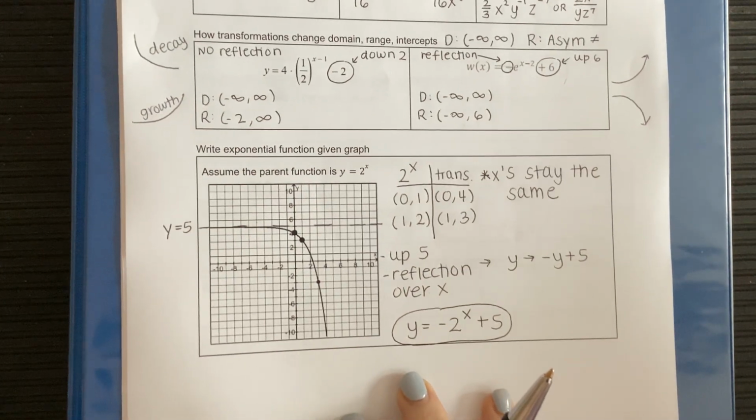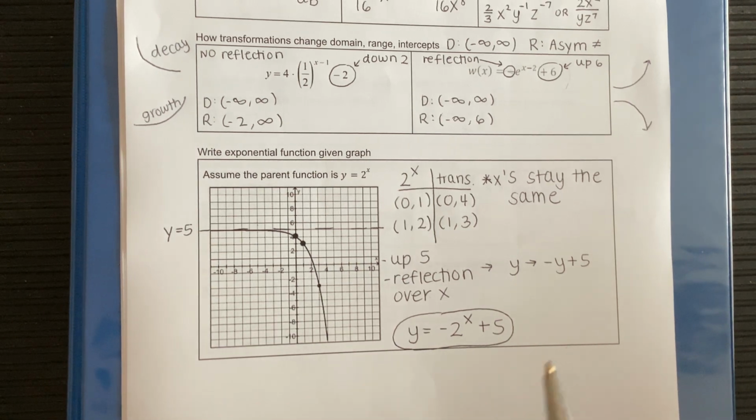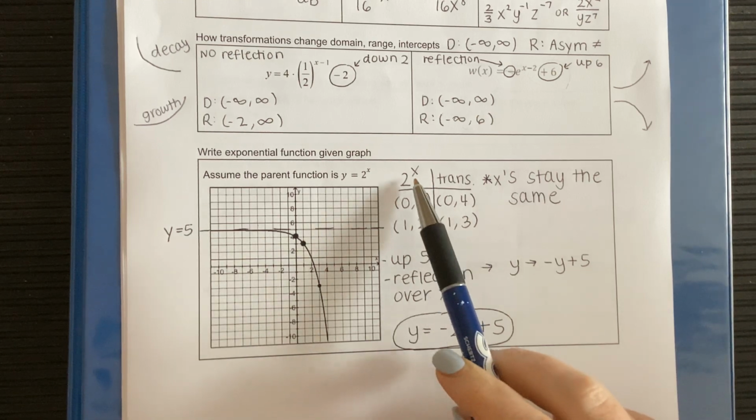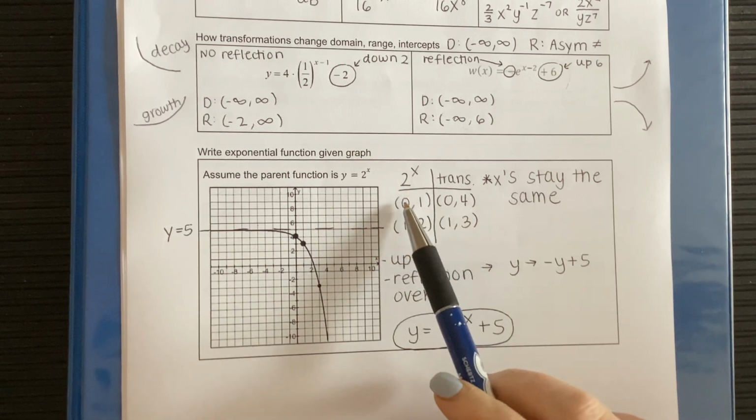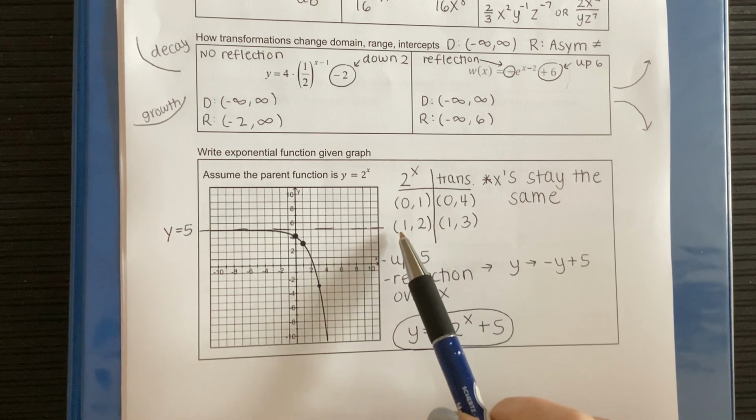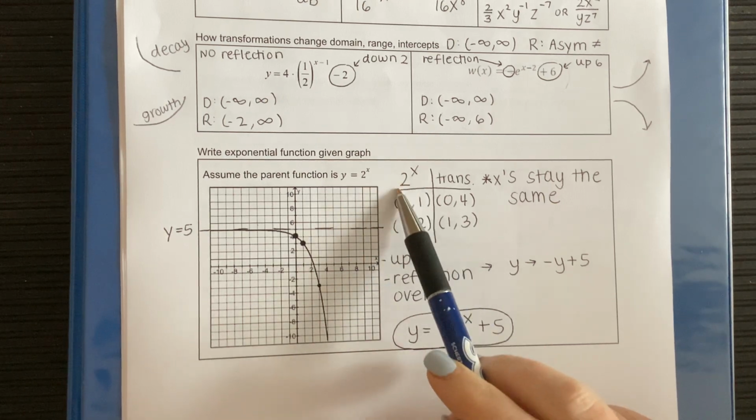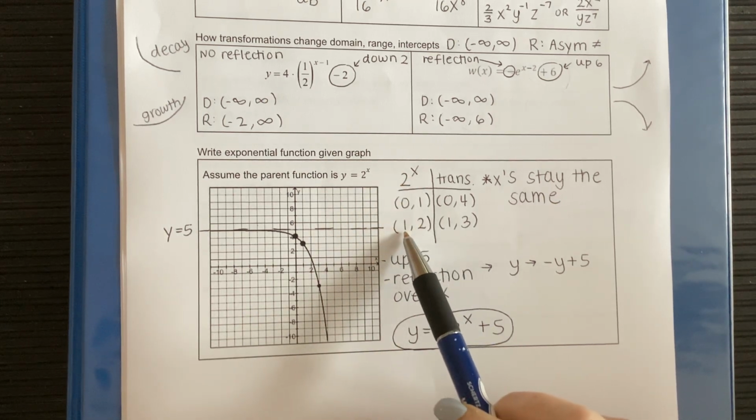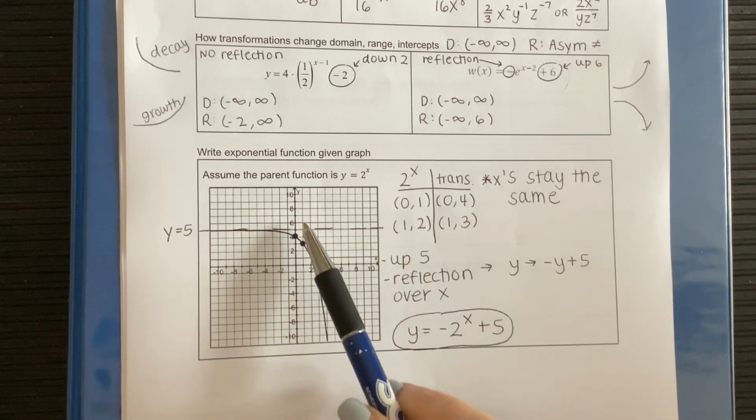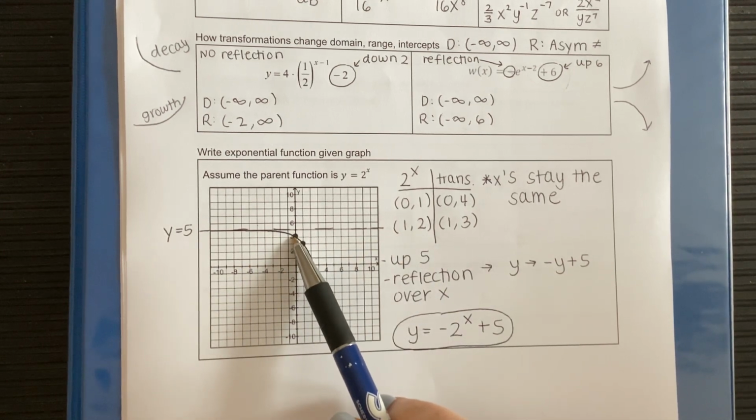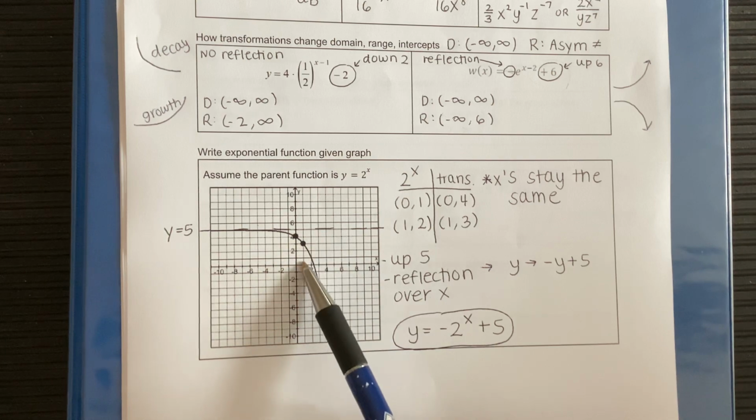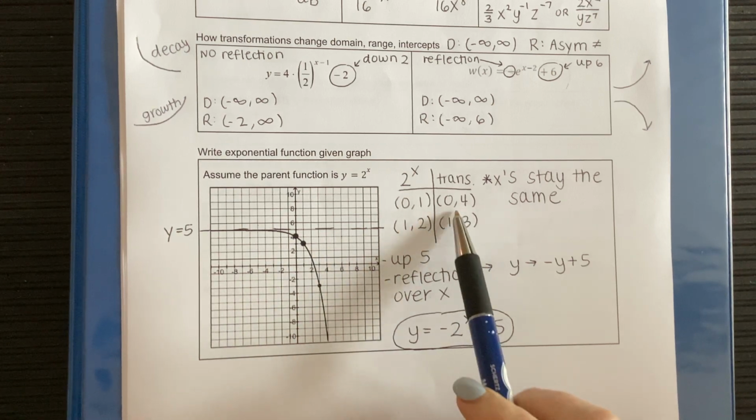Okay, next thing, write exponentials given a graph. So when you're given a graph, it has to tell you what your base number is. So you can see that. So remember you have your parent function. You always have the point 0, 1, and then the point 1 comma your base, whatever your base is. So in this case, it's a 2. And then you're going to transform. So your first points that you're given are 0, 4, and then 1, 3. So those are your transformed points.